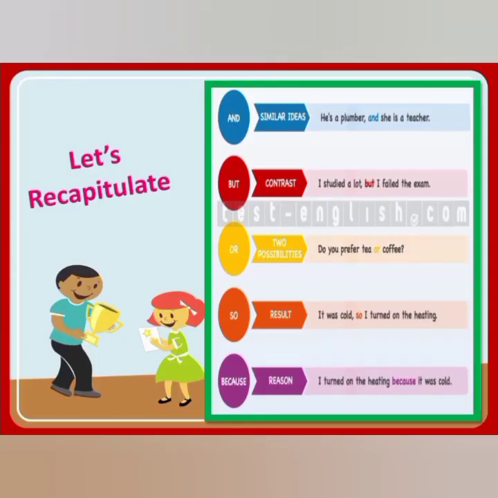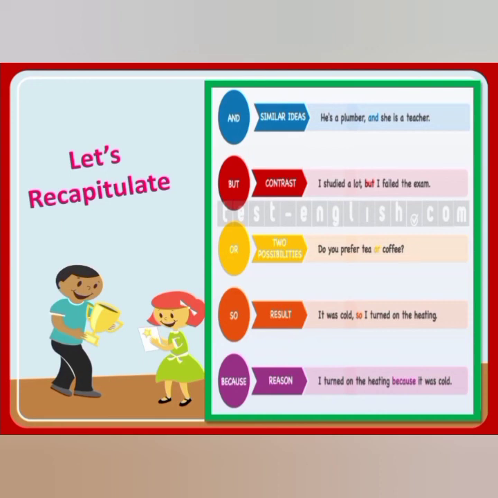So let's recapitulate that and is used to show similar ideas. He is a plumber and he is a teacher, right? But is used to show contrast. I studied a lot, but I failed the exam. So you are showing the contrast, you are showing opposite things. Or is used when you show two possibilities, when you show a choice. Do you prefer tea or coffee? You have given a choice of what you are going to prefer.